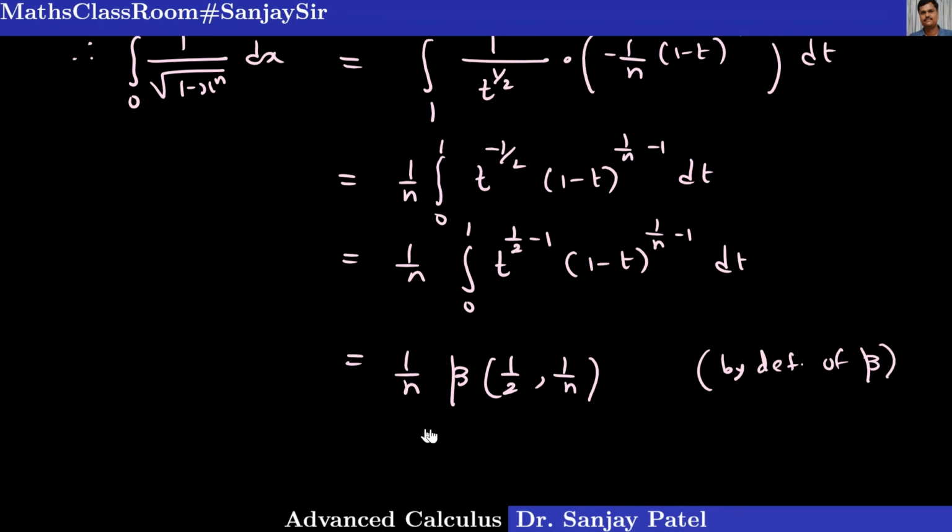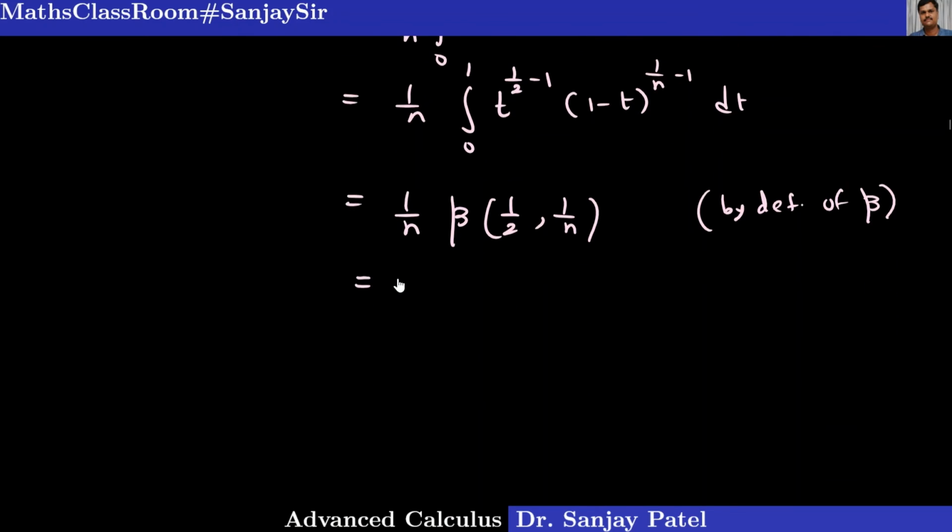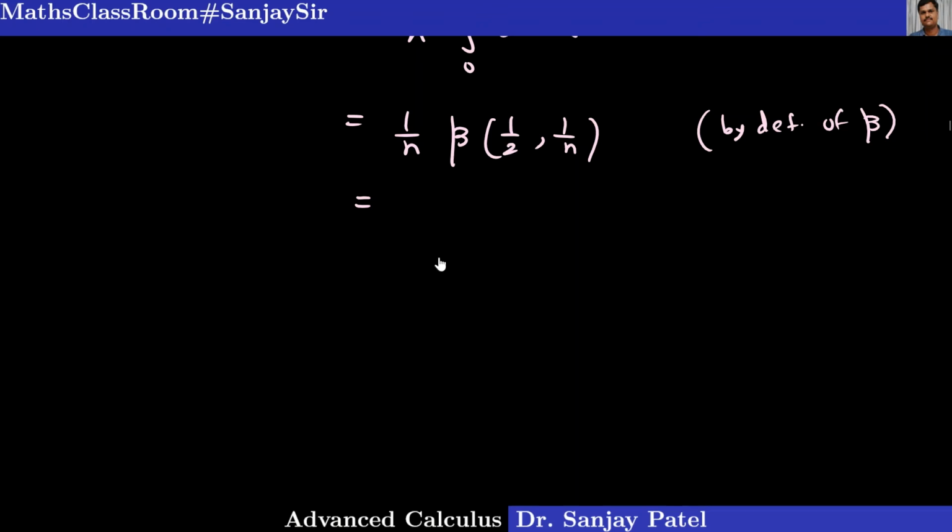Okay, so now we can find the value of this beta function very easily using the relation between beta and gamma function. So this is equal to 1 upon n into gamma 1 by 2 gamma 1 upon n upon gamma of 1 by 2 plus 1 upon n.